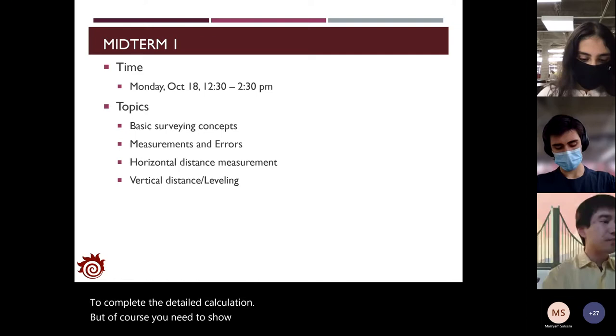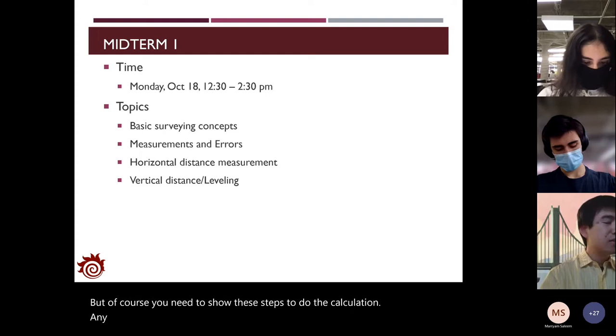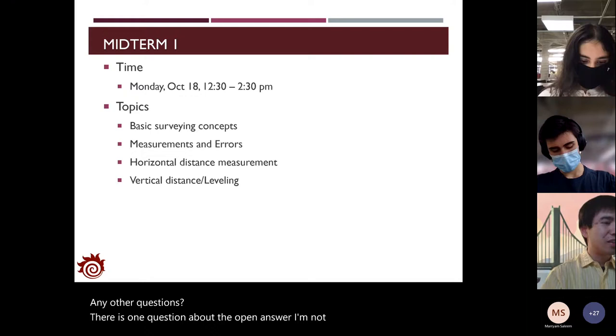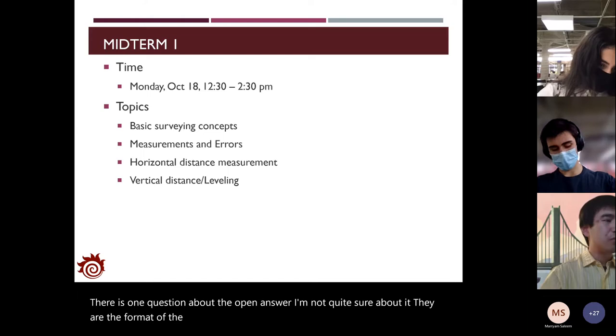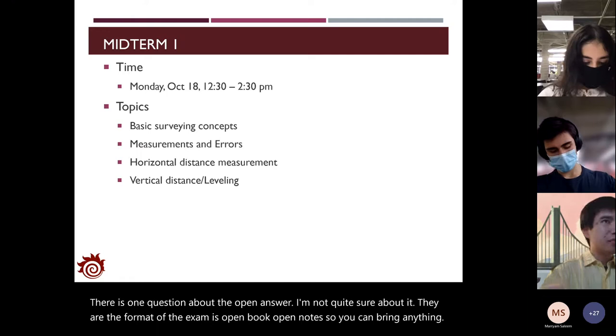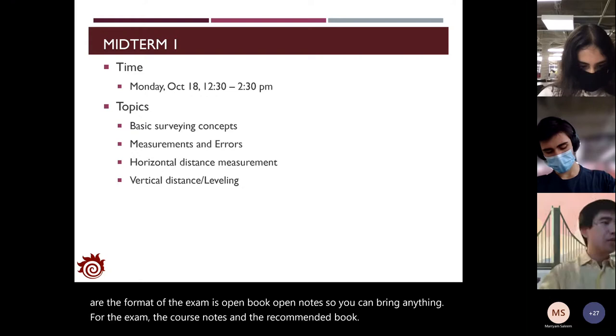Any other questions? There is one question about the open answer. I'm not quite sure about it. The format of the exam is open book, open notes. So you can bring anything for the exam, the course notes and the recommended book. Okay, so that will be the midterm exam.